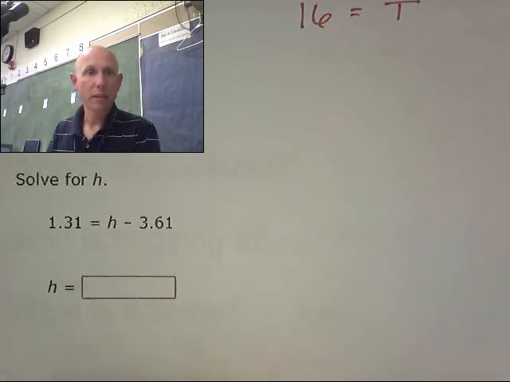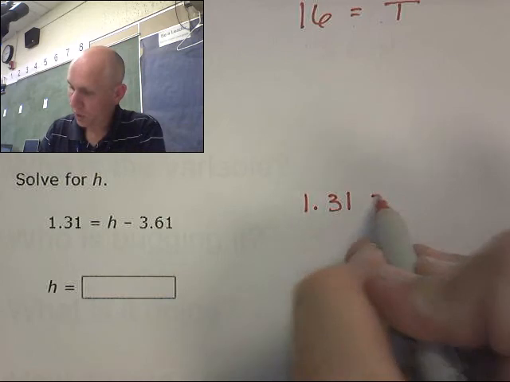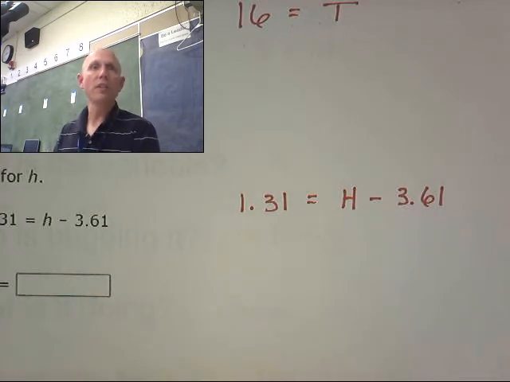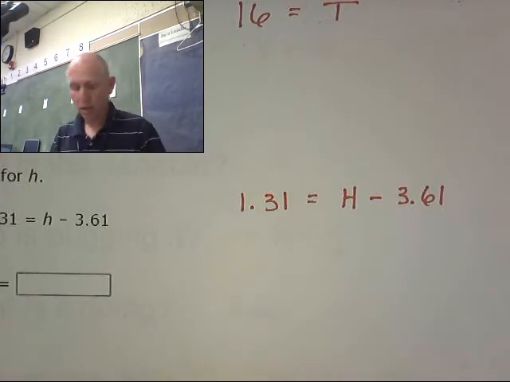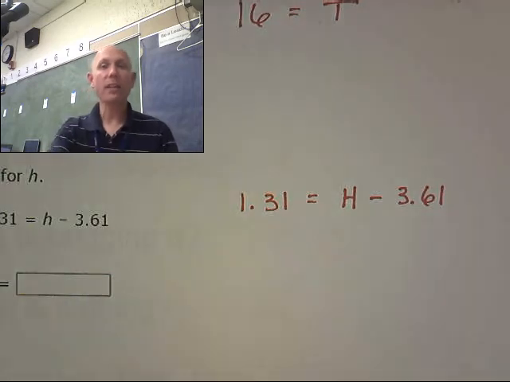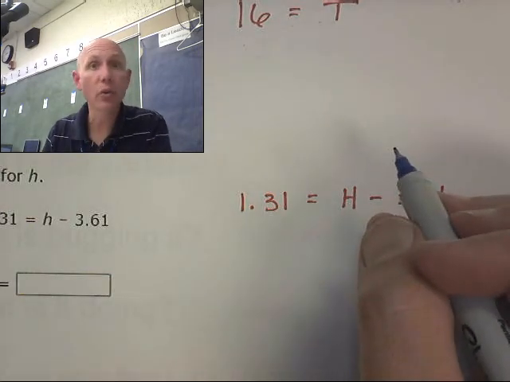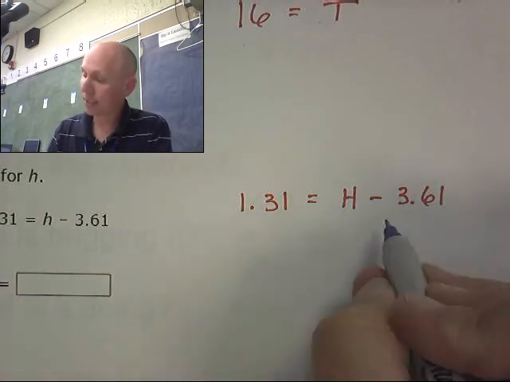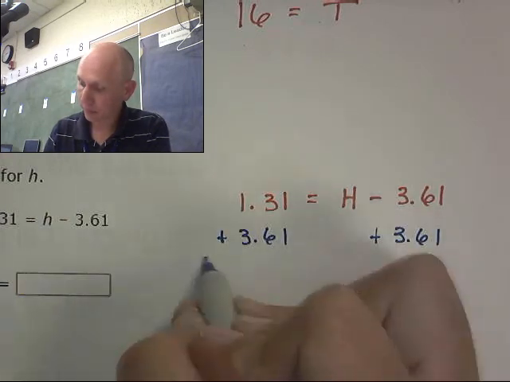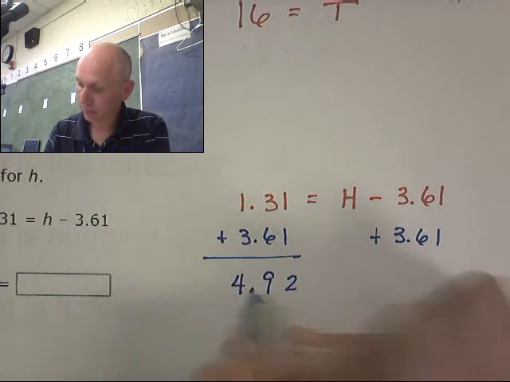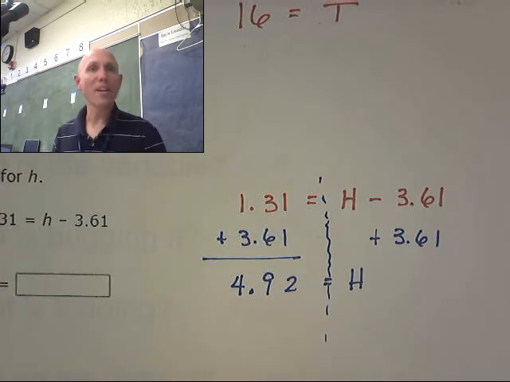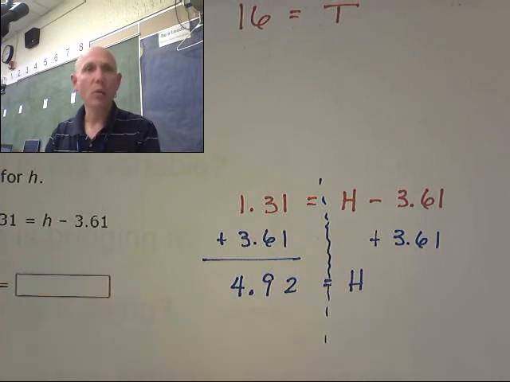Here's a new one. Solve for H. 1.31 equals H minus 3.61. Who is the variable? H. Who is bugging H? 3.61. What is 3.61 trying to do? He is trying to subtract. How do I fight subtraction? With addition. I would like to add 3.61 to both sides. H equals 4.92. If I plug it back in, it will work.